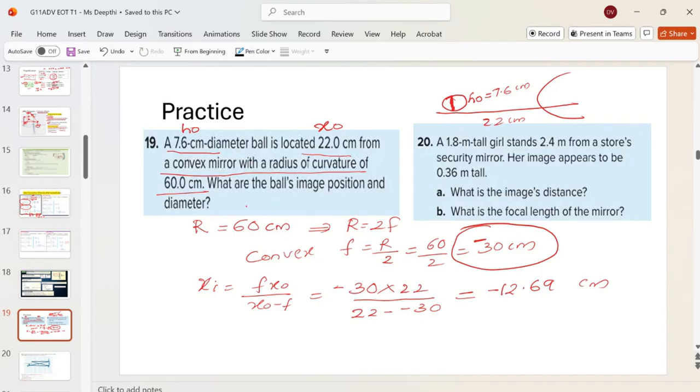Now they have asked for the image diameter. What do you mean by image diameter? It is the height of the image. If it's a ball, it's the height of the image. So we will just use the memorized equation again: hi by ho equal, a part of the equation is in the equation sheet, minus xi over xo. So you will just plug in the values. hi is the unknown. You can put x in the calculator by 7.6 equal. There's a minus in the formula.